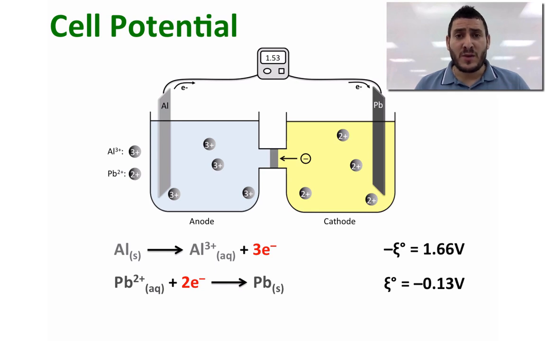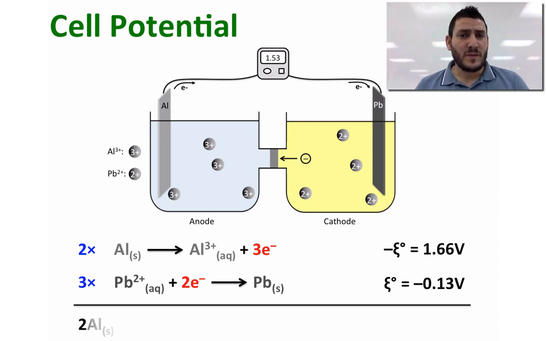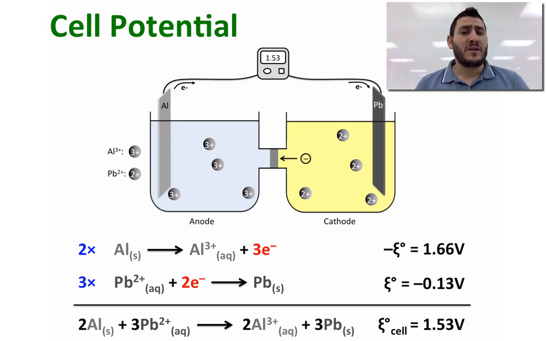Now, to sum these two half equations, as you know from balancing a redox reaction, we need to multiply by two integers. We need to multiply by 2 the half equation of aluminum, and by 3 the half equation of lead. And a very important remark is that when you multiply the half equation by an integer, you do not touch the standard reduction potential. After that, when you find the redox reaction, you sum the two standard reduction potentials, and therefore you get 1.53, which is the cell potential.